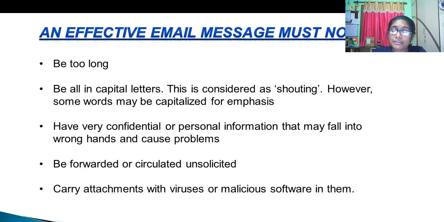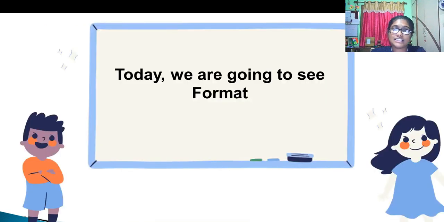An effective email message should not be too long. It should not be all in capital letters, and this is considered as shouting, like the words may be capitalized for emphasis. It should not be very confidential, be forwarded or circulated, and it should carry attachments only if necessary.